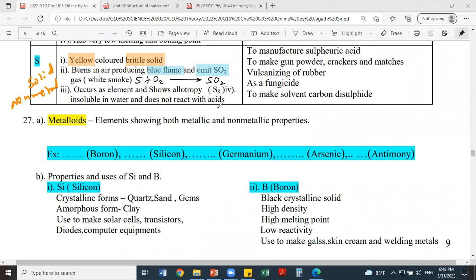Okay, next one. You can write the reaction S plus O2 gives SO2. When you burn sulfur in air, sulfur dioxide is formed. Sulfur dioxide is also an acidic gas. It can also dissolve in the rainwater, forming sulfuric acid, which is also called battery acid. You can write here on the other side the uses of sulfur.